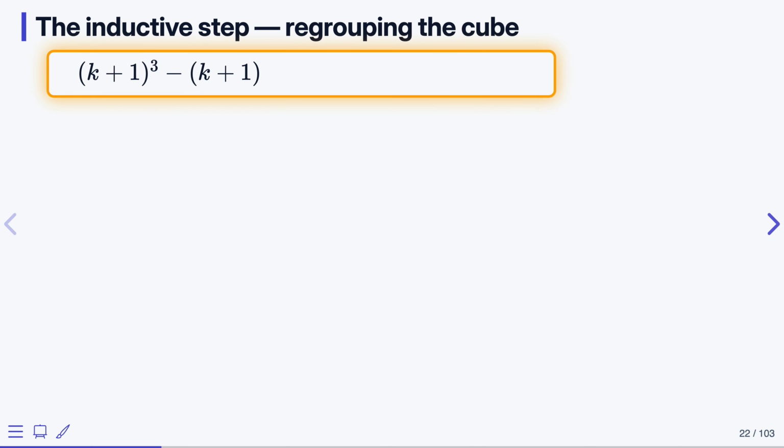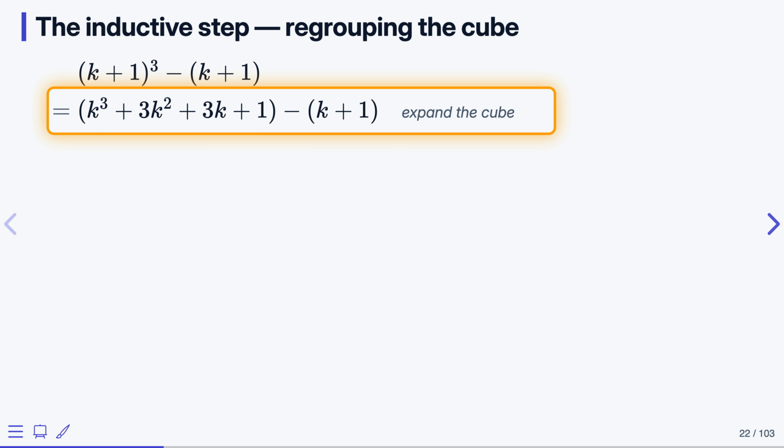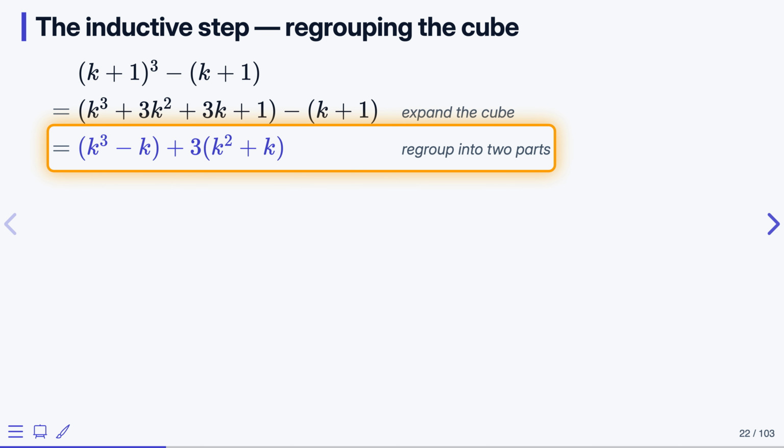We start with (k plus 1) cubed minus (k plus 1). Step 1. Expand the cube. We get k cubed plus 3k squared plus 3k plus 1, and then we take away k plus 1. Step 2. Now regroup. Put k cubed minus k in one bracket. Everything left over is 3k squared plus 3k, which is 3 times (k squared plus k).